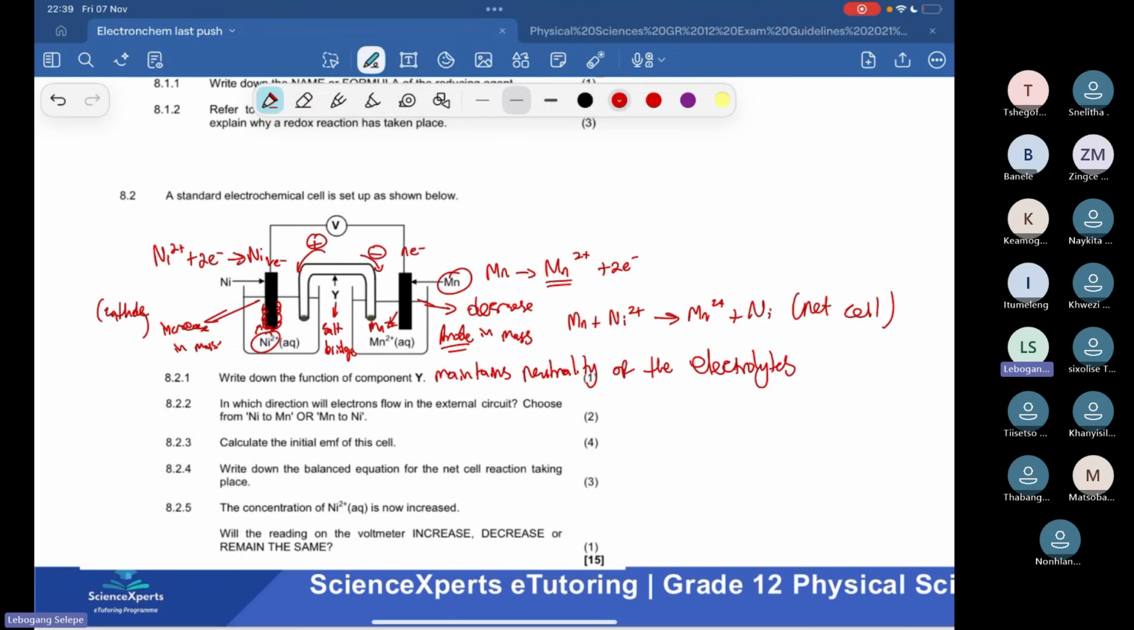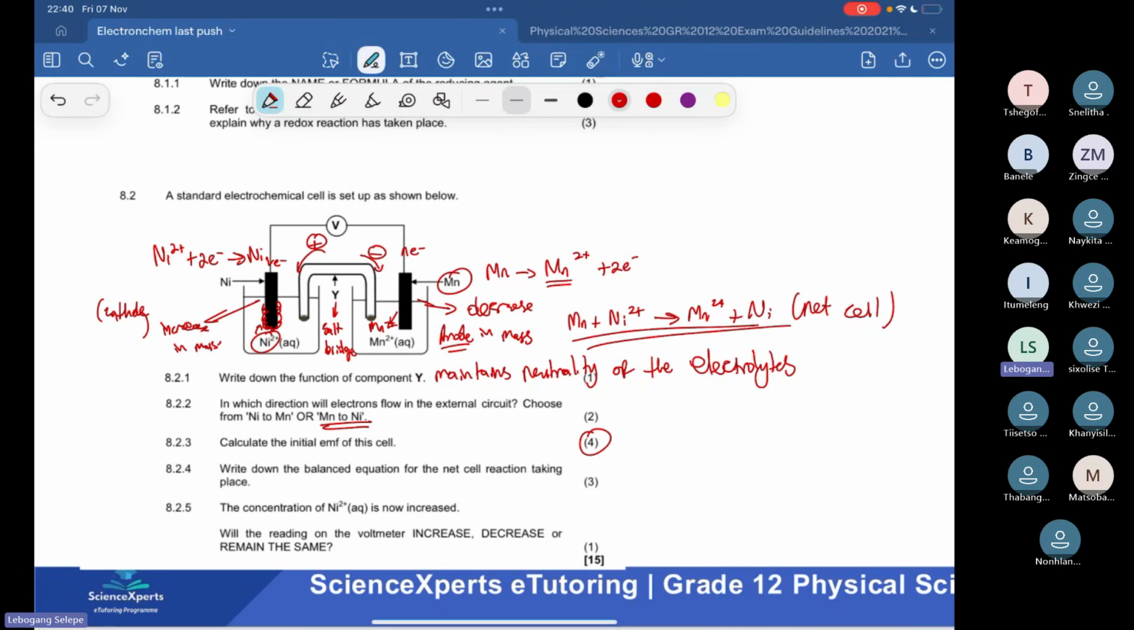In which direction will electrons flow? Now you see here we are talking about the flow of electrons, not the flow of anions in the salt bridge, the flow of electrons. As you can see, we've already indicated that the electrons would flow from this side to this side, right? So they would flow from Mn to Ni, so our answer would be this one. Calculate the EMF. I'm going to leave this one to you, right? Write down the balanced equation for the cell reaction. Here we already did it.